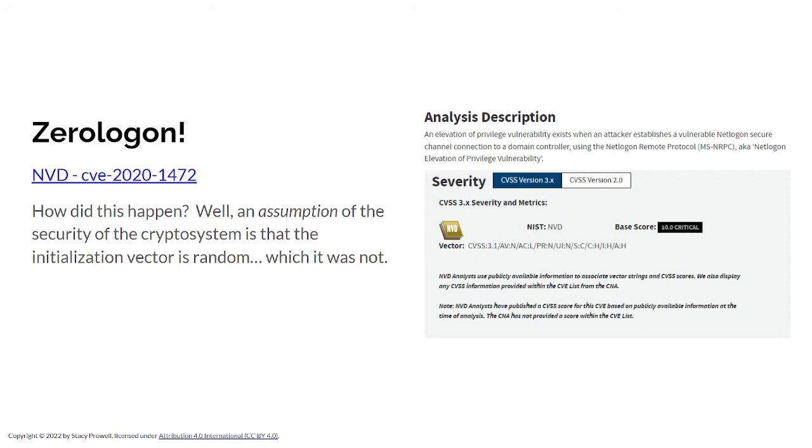In this case, there it is. It was discovered in 2020 in the glorious year of COVID, and it's called Zerologin. So how did this happen? Well, there was an assumption about the security of the crypto system, and that assumption is that the initialization vector is random. That is an assumption built into the strength of the crypto system. We need an initialization vector. We could use one that's all zeros, but that would violate this assumption. So we violated the assumption, and it's bad. By the way, this gets a nice score of a perfect 10.